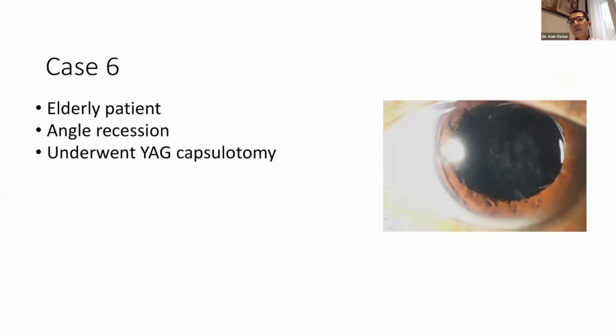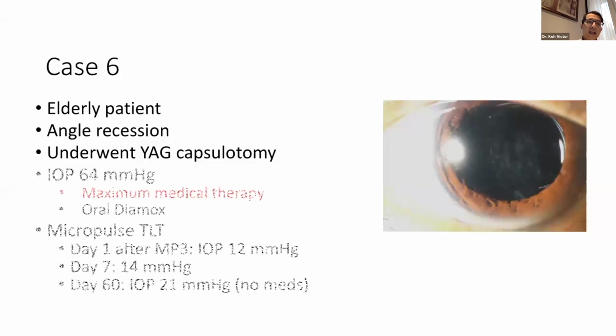Case number 6 is even more uncommon. This is an elderly patient of one of my colleagues with a history of angle recession from a badminton shuttlecock injury, and is a known patient with angle recession but on no medications. He had cataract surgery done and subsequently developed posterior capsule opacification. You can see that there is the opacification there, and he underwent a YAG laser capsulotomy.